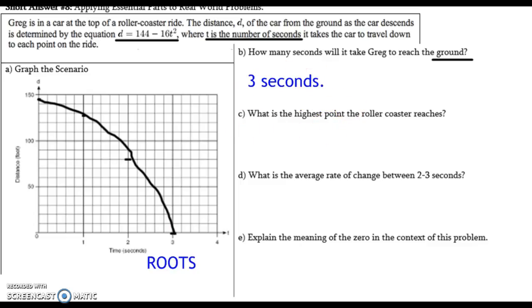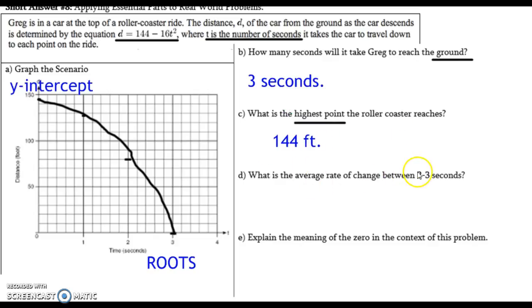What is the highest point the roller coaster reaches? When you look at this quadratic, the highest point that it gives you is this point over here, which is 144 feet. Another way to think about that, it asks for the highest point, so that is talking about, in other words, the y-intercept. So the highest point the roller coaster reaches, we would say 144. And it's not just a number, we need to contextualize it, 144 feet.